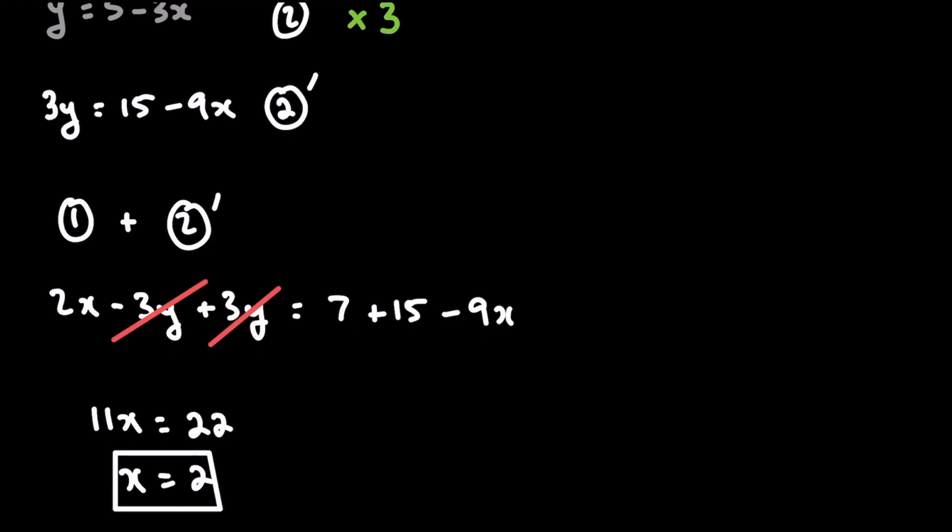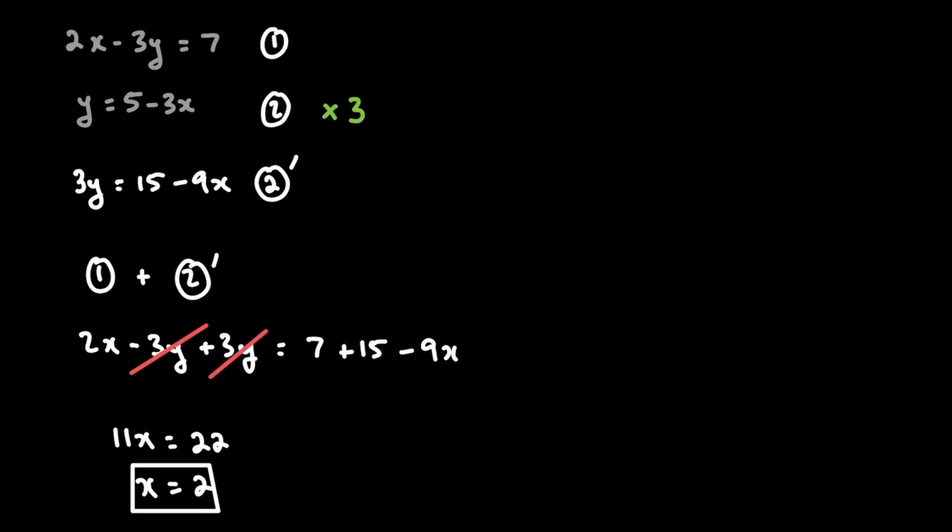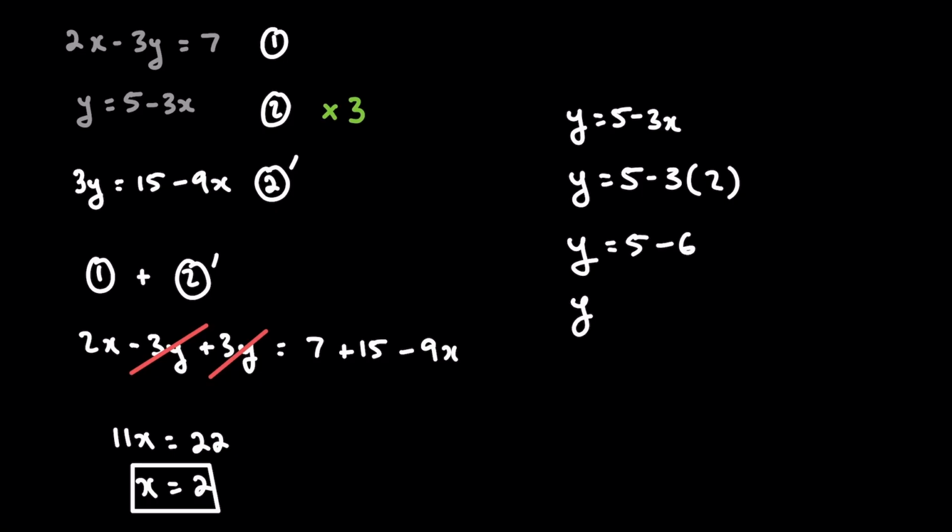Now what happens if I want to solve for y? Well, it's the same steps. I'm just going to substitute it back into equation 2 this time, because I can easily get a y value for an input of x. So y equals 5 minus 3x. That means y equals 5 minus 3 times 2, and that means y equals 5 minus 6, which means y equals minus 1. So that's how you solve it for an ambiguous case like this where it's not easy to eliminate.